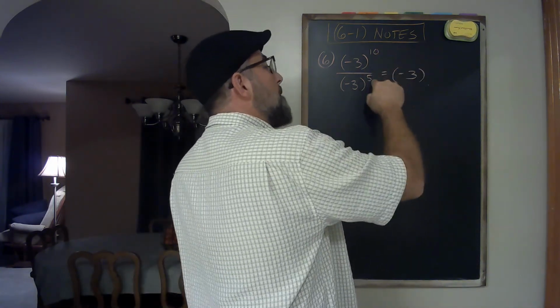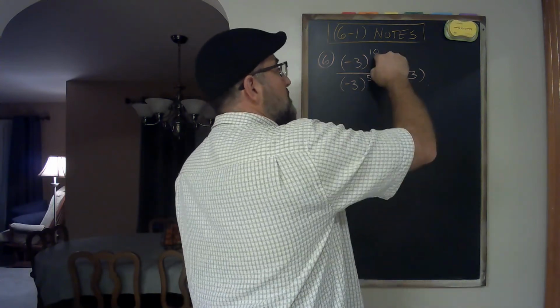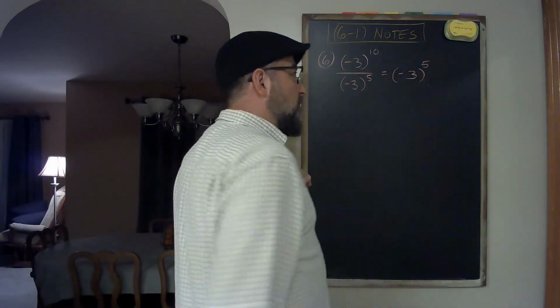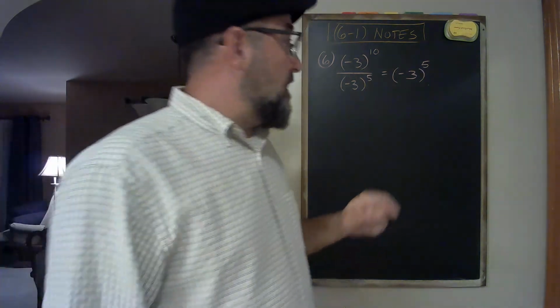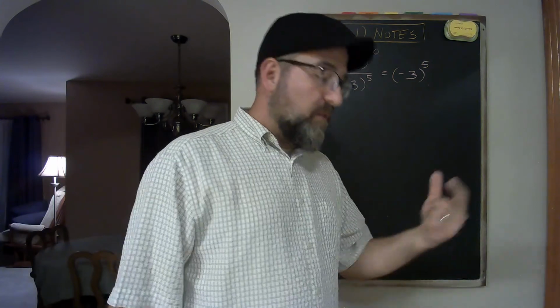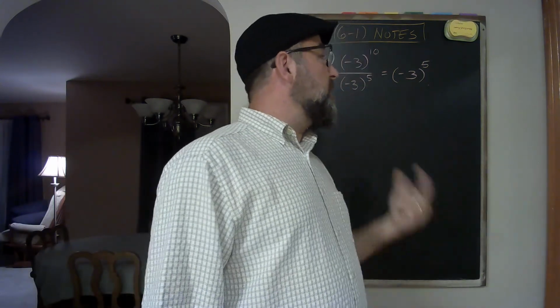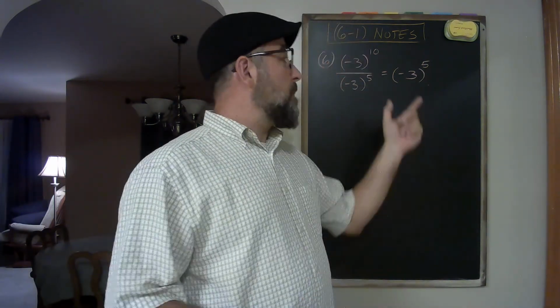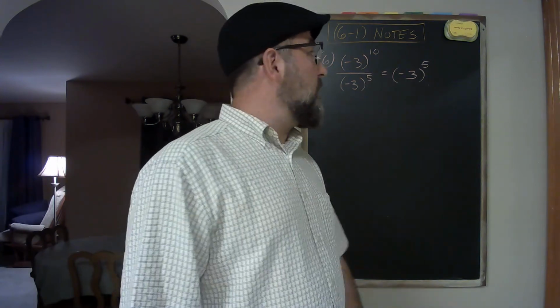The exponent on the top minus the exponent on the bottom. So 10 minus 5 is going to be negative 3 to the 5th. And we're done. If you wanted to expand it, you could say this is negative 3 times negative 3 times negative 3 times negative 3 times negative 3, and you'll get negative 243.